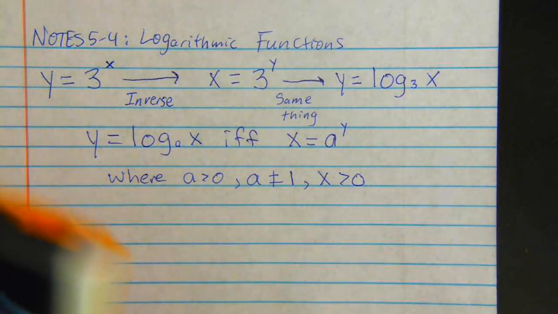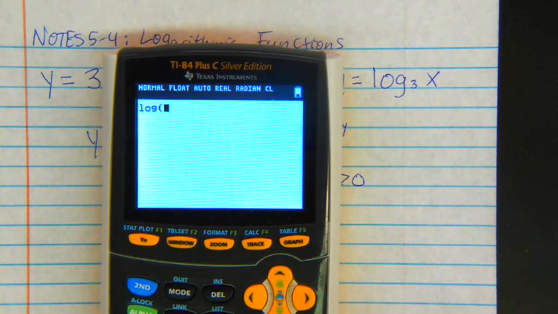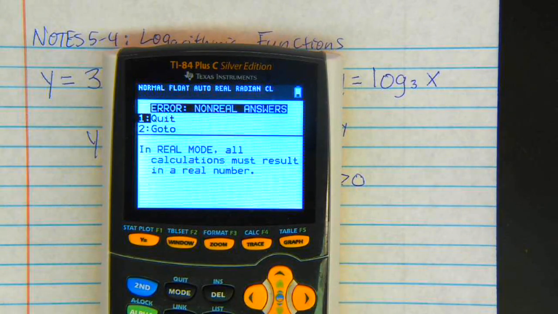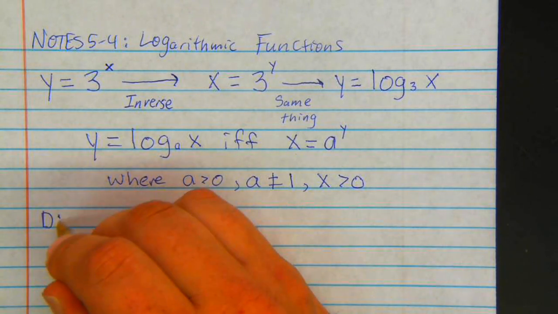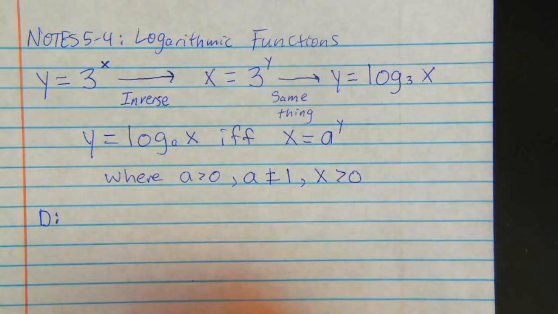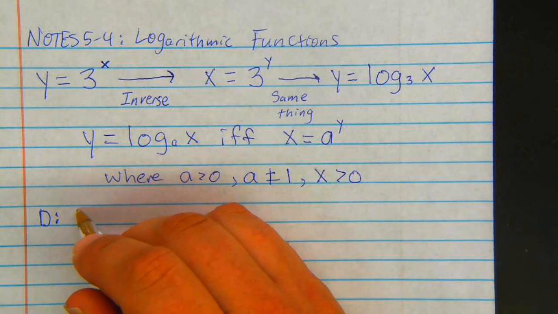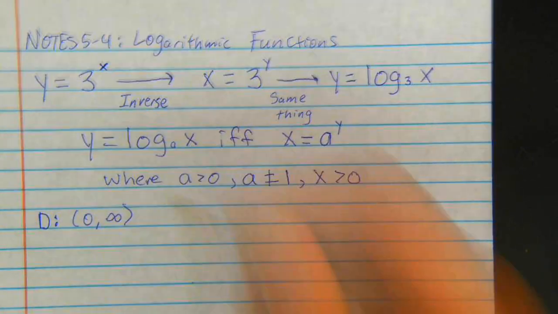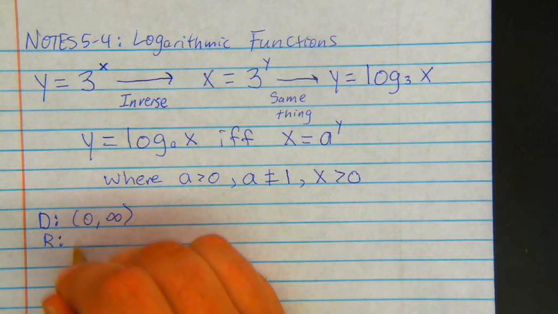If you type into your calculator the log of a negative, you'll get an error. Okay? You cannot take the log. You can't take the log of a negative number. All right, so the domain of any log, when it's just x right here, is x greater than 0. The range is all real numbers.